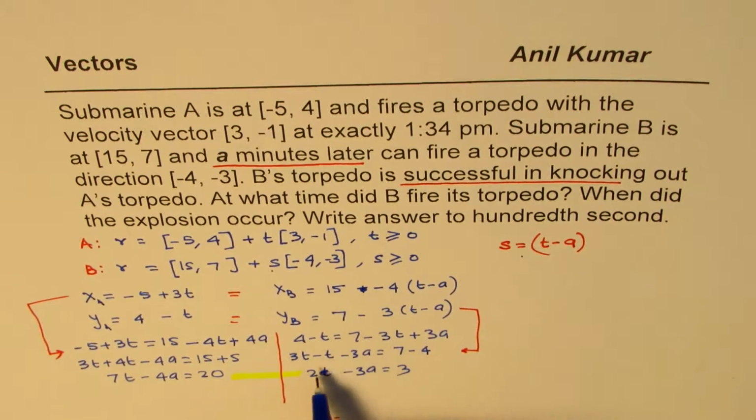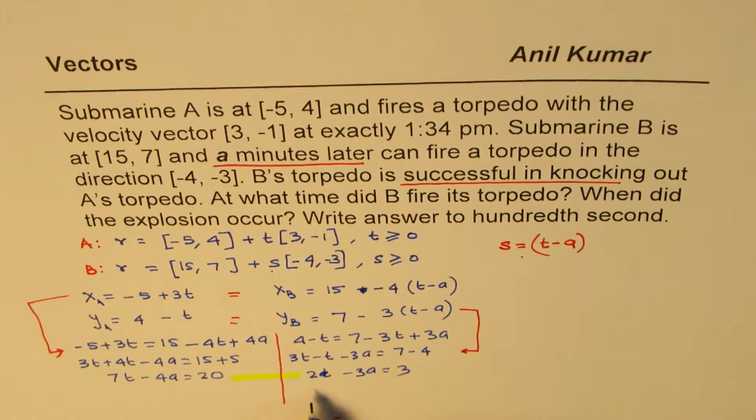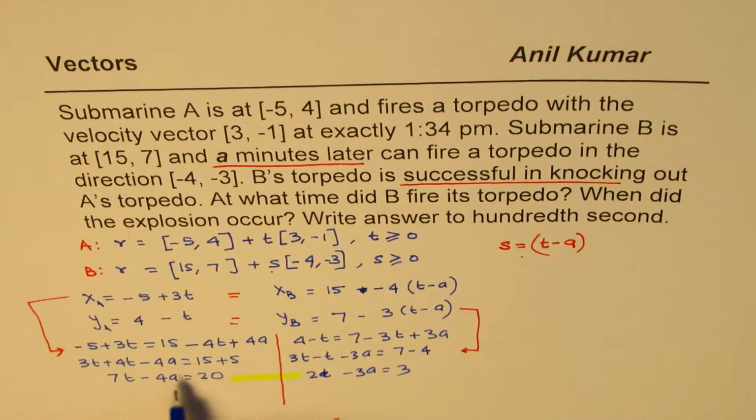So from here, we can find the value of t and a. So 7t plus 4a, 2t minus 3a. I could multiply the first equation. Let's say we want to eliminate a, for example. So I'll multiply this one by 3 and this one by 4.